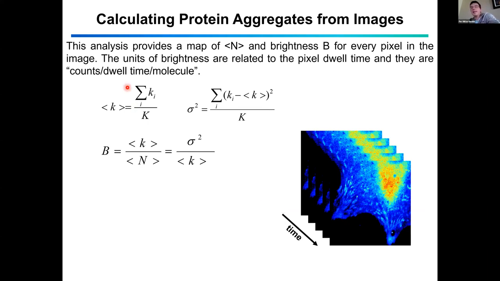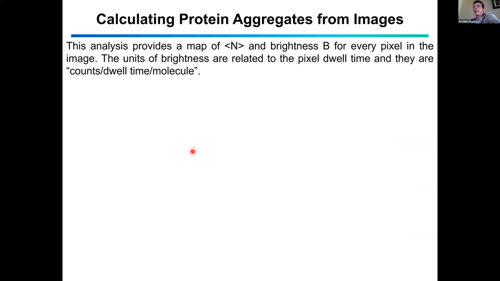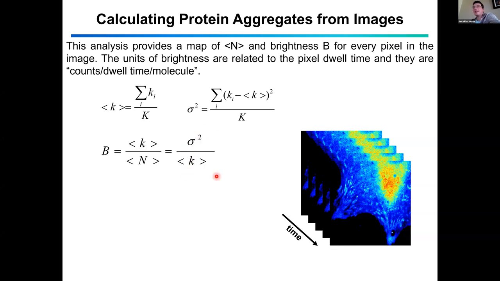Okay, so we are working from the image series. Again, to apply this method, you need to collect a series of images in the same plane, again, on the order of 100 images or so. For each pixel, you calculate the average intensity, which is the formula on the top left, and you calculate the variance, which is the formula on the top right. The brightness in each pixel will be the variance divided by the average intensity, because the average number is the average intensity squared divided by the variance.